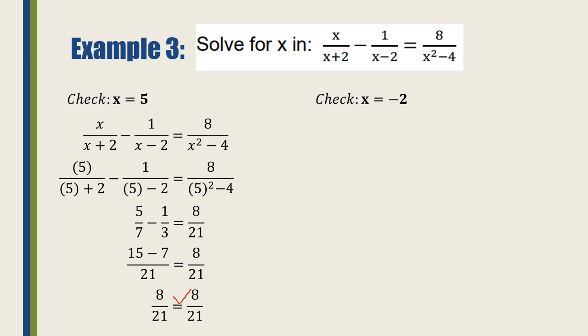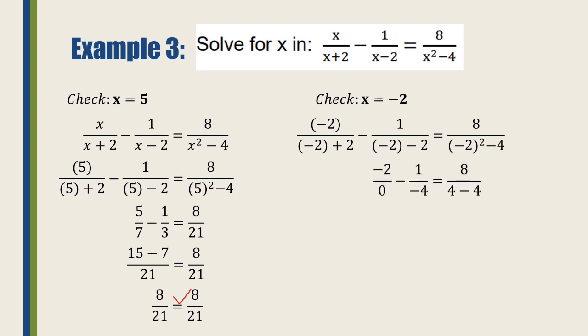Okay, next, check at x equal to negative 2. Okay, with the same rational equation, so substitute negative 2 to variable x here. So that is negative 2 over x plus 2, so negative 2 plus 2, minus 1 over x minus 2, so that is 1 all over negative 2 minus 2, then is equal to 8 over negative 2 squared minus 4, x squared minus 4. So x becomes negative 2. So negative 2 squared minus 4.